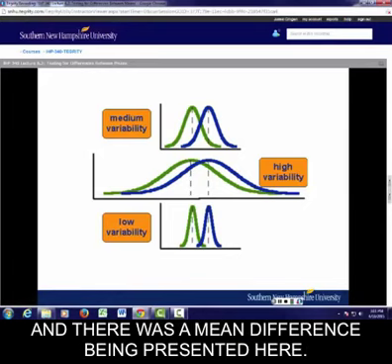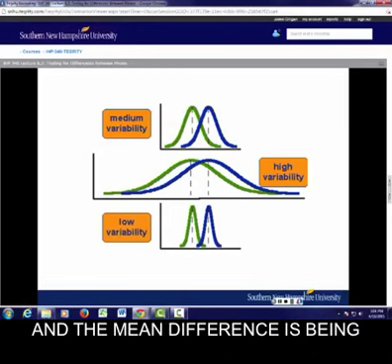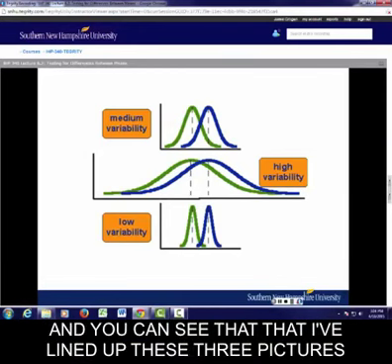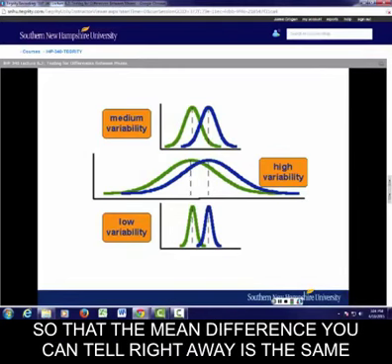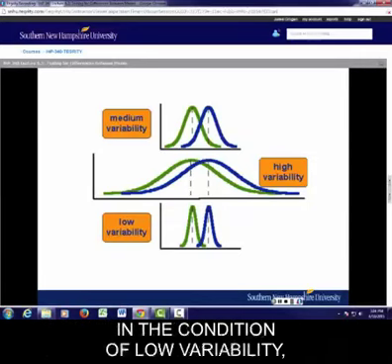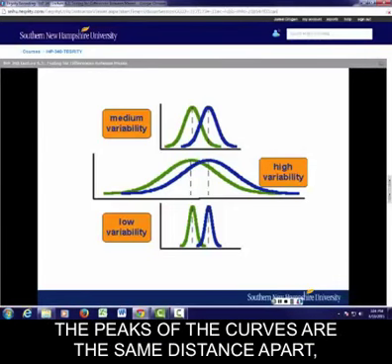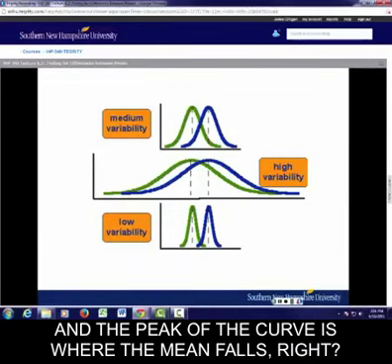And there is a mean difference being presented here. The mean difference is being presented by that vertical dotted line. And you can see that I've lined up these three pictures so that the mean difference, you can tell right away, is the same in the condition of low variability, high, and medium variability. It's the same mean difference. The peaks of the curves are the same distance apart. And the peak of the curve is where the mean falls, right?